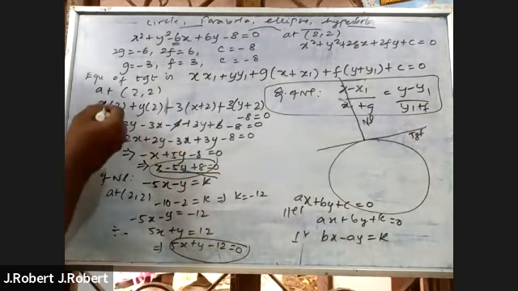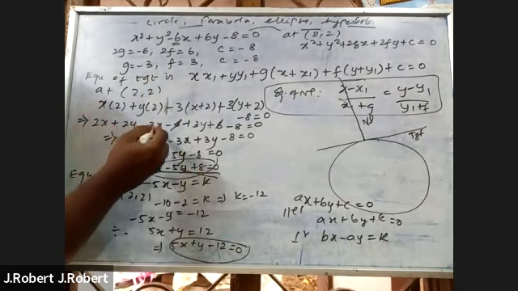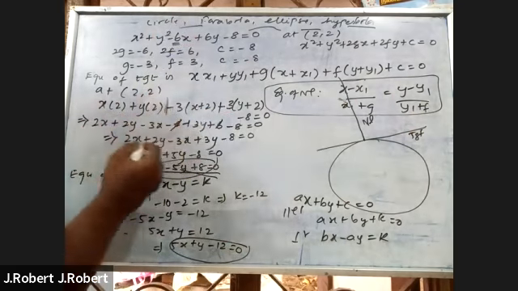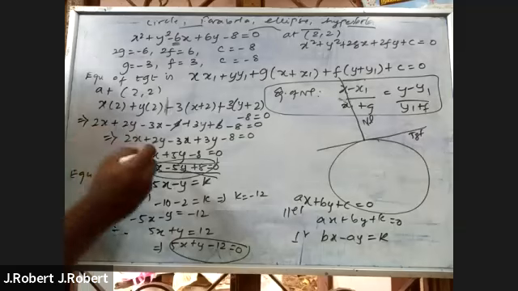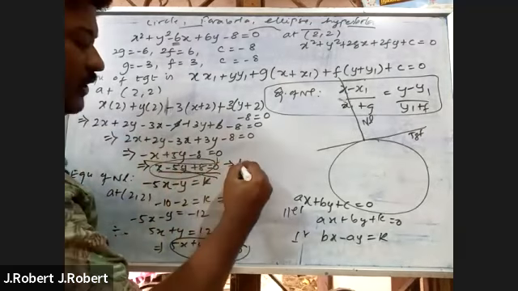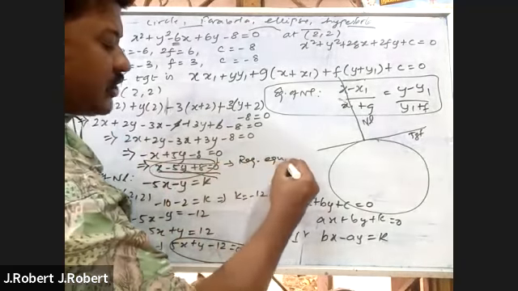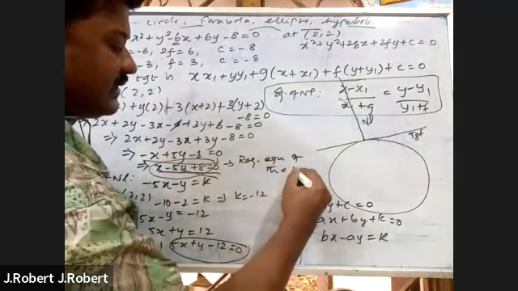You'll get the equation as 2x plus 2y minus 3x plus 3y. At last we have minus x plus 5y minus 8. Simplifying, we get x minus 5y plus 8. This is called the required equation of the tangent.